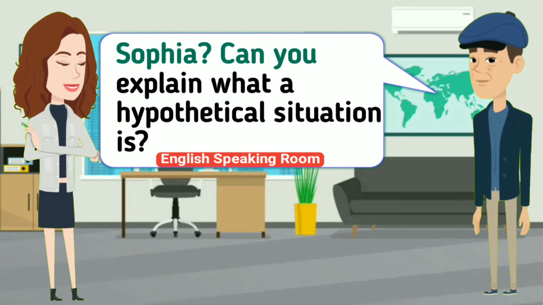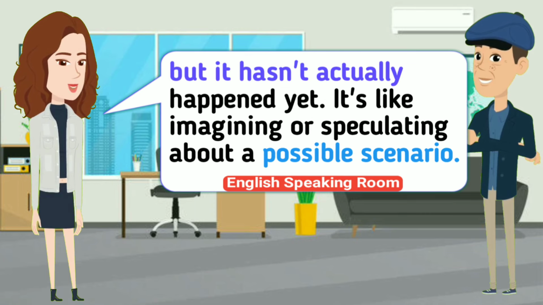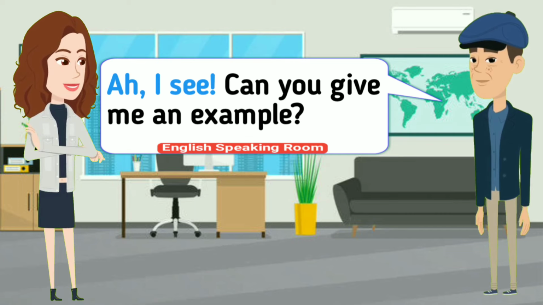Sophia, can you explain what a hypothetical situation is? Absolutely, I can explain. A hypothetical situation is something that could happen or might happen, but it hasn't actually happened yet. It's like imagining or speculating about a possible scenario. I see. Can you give me an example?